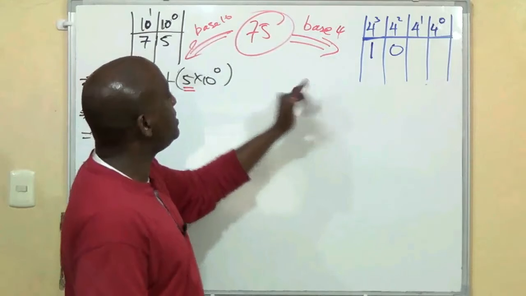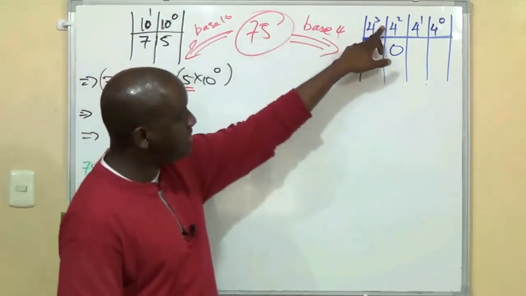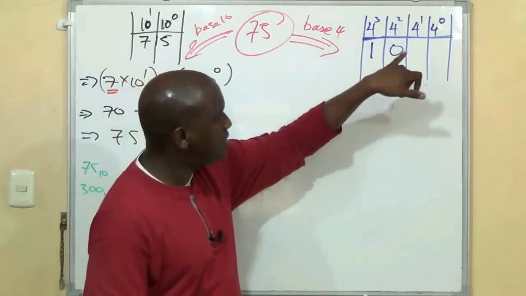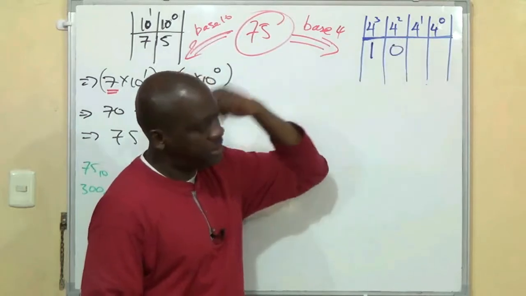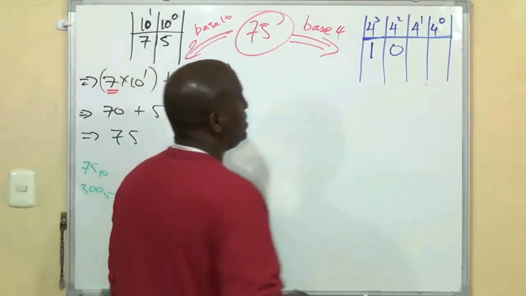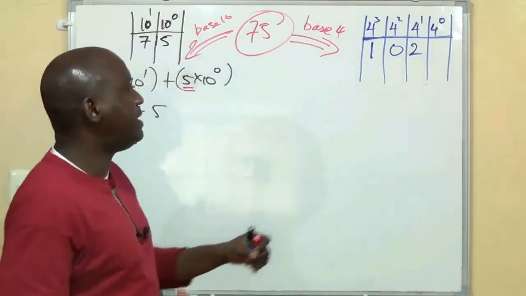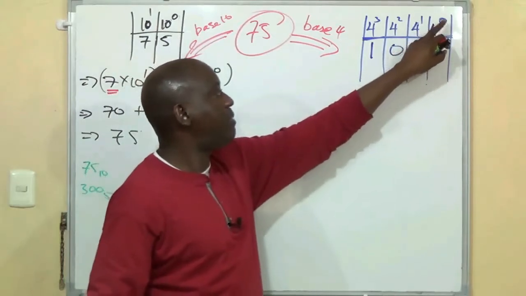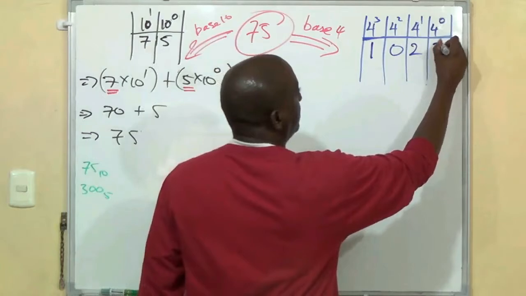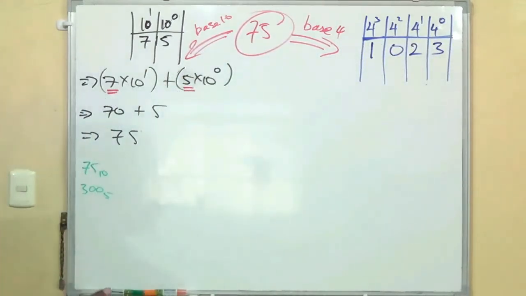So 11, which is the remainder when we divide 75 by 64, divided by 4 is 2 remainder 3. So we can put the 2 here. And then the remaining 3, remember 4 to the 0 is 1, which is 3 by 1. We could just put the 3 as the remainder here. And that is 75 in base 4.